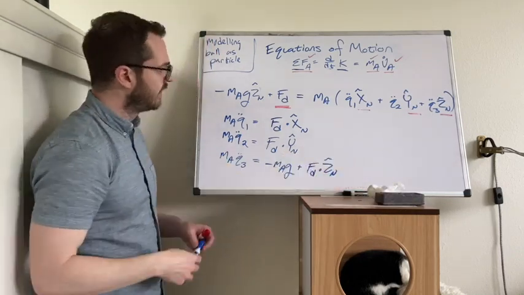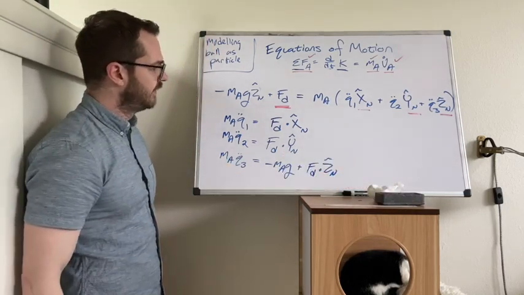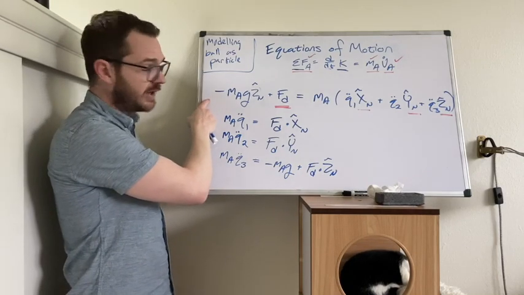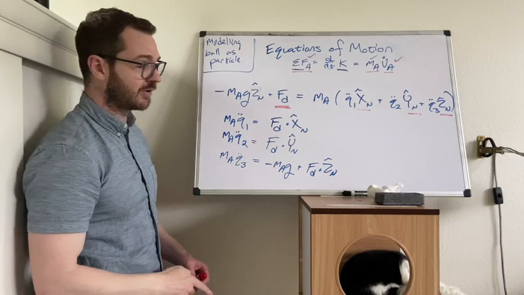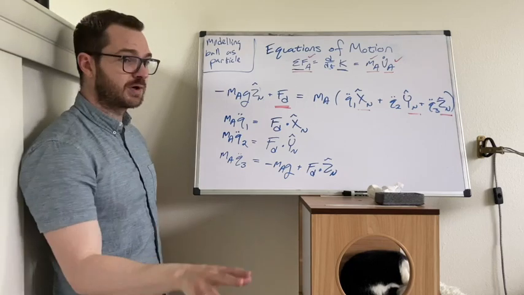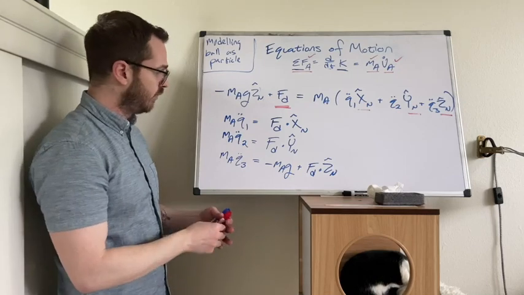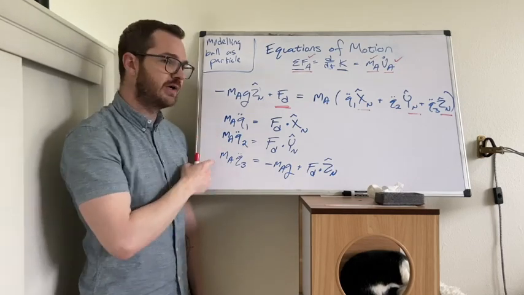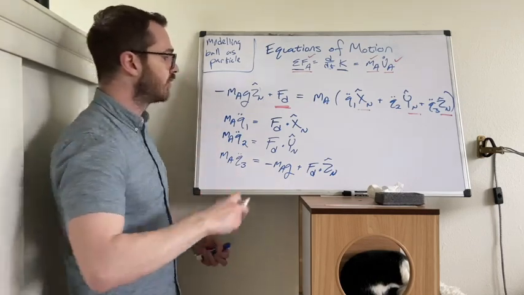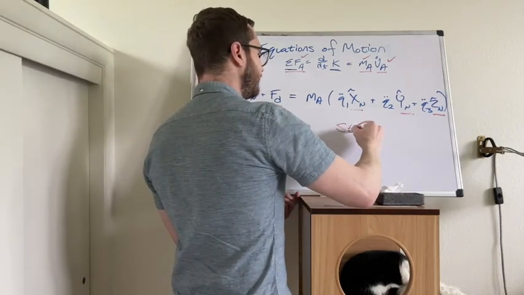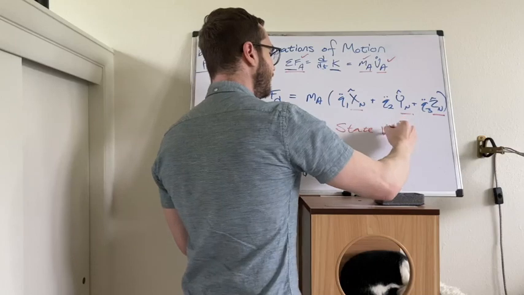Okay, so again, all we did is we took the vector equation and we wrote it as scalar equations. Good. Here's what we're going to do next. I'm going to clean this up a little bit, and we're going to take these 3 equations and rewrite them using what are called state variables.